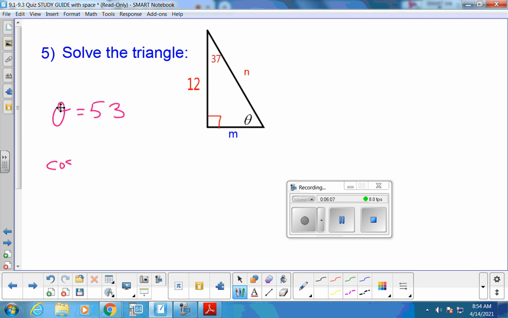Cosine of 37 would be adjacent over hypotenuse. Tangent of 37 would be opposite over adjacent. And let me get my calculator out to type these in. Over here, we're going to multiply by n, and then divide by cosine 37.